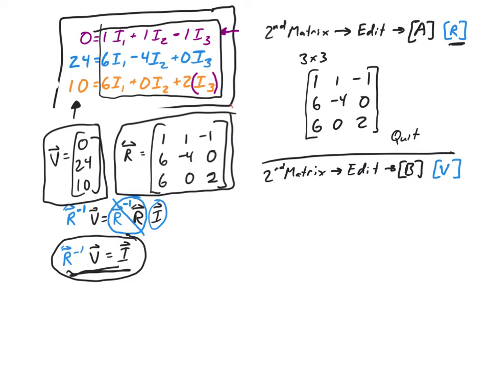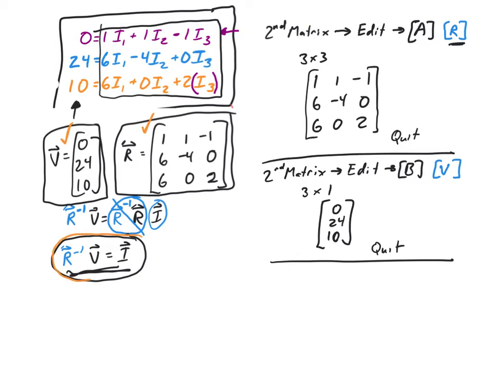For matrix B, it is a 3 by 1 matrix with values of 0, 24, and 10. Entering those in, 0, 24, and 10. Then I quit out of that screen. Next, so I created both of these matrices.